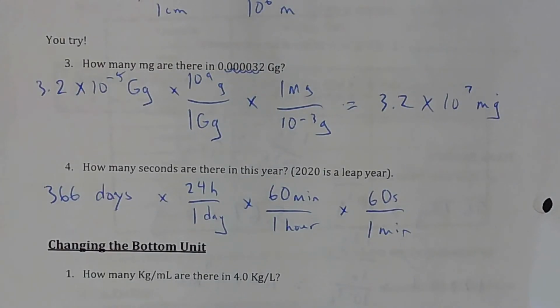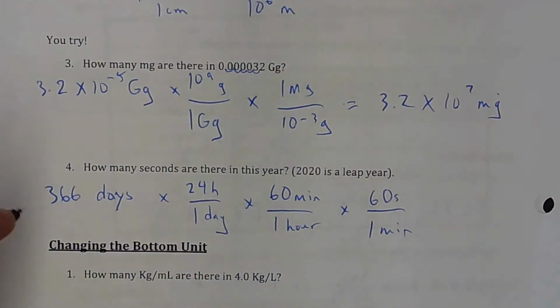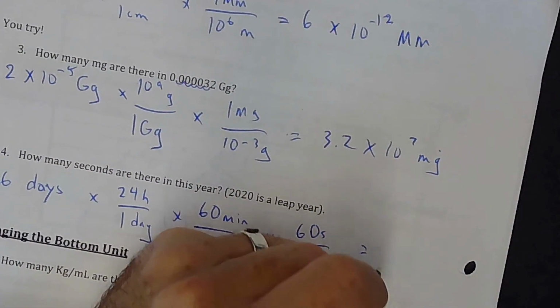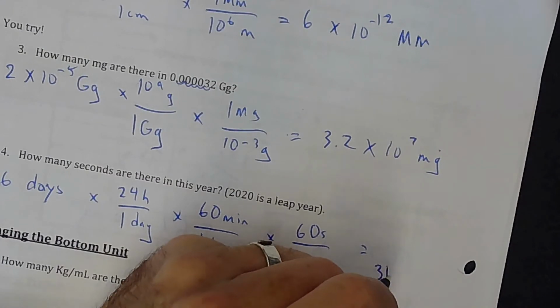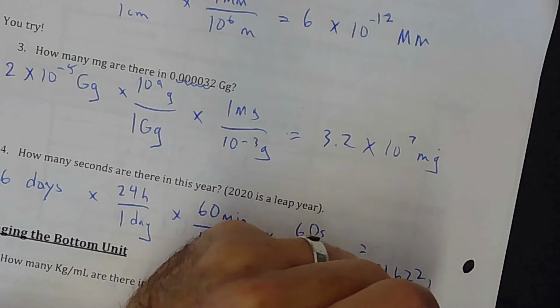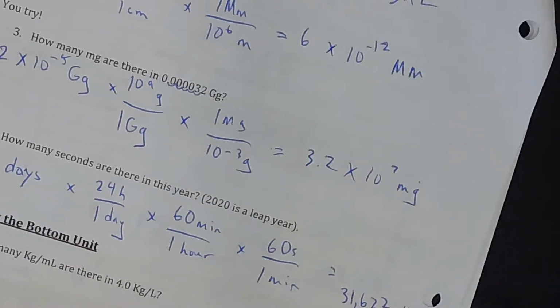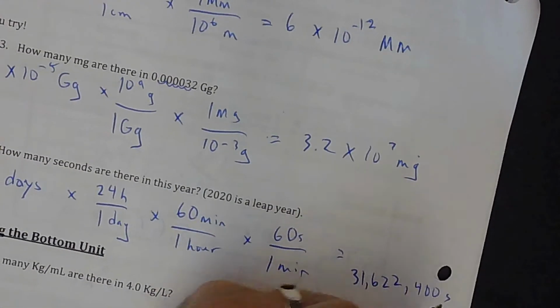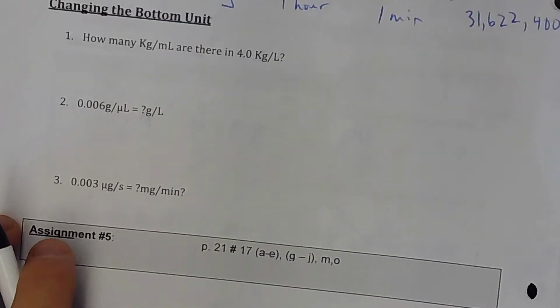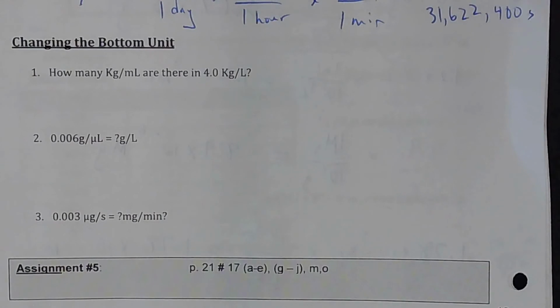So it's 366 times 24 times 60 times 60. And I got 31622 All right, so that's how many seconds we have in 1 year. All right, so don't waste a single second, right? All right, next one.